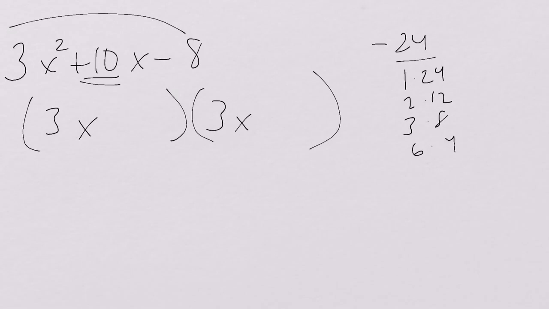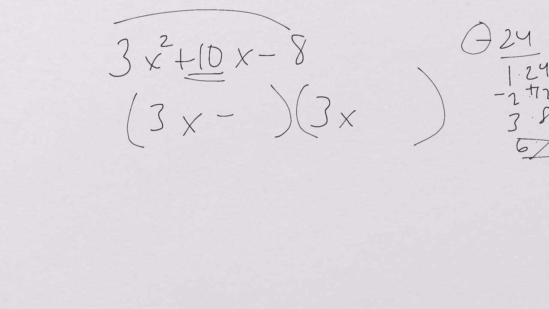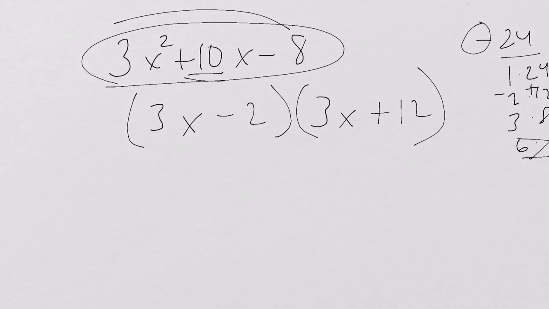Well, I know that the signs have to be different because it's a negative 24. So this 6 and 4 down here is not going to be it because the signs would have to be different. If I want to get a positive 10, I need a negative 2 and a positive 12. So I'll just go back over here and put in that negative 2 and that positive 12. Again, this is not equivalent to the 3x squared plus 10x minus 8.